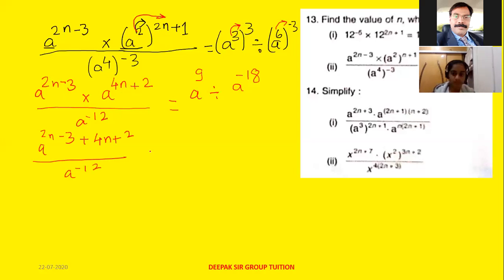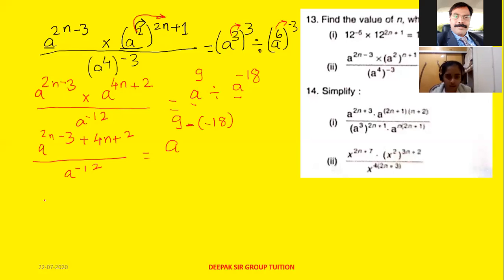Both the bases are the same and they are separated by a division sign, so we'll subtract the powers. This will become a raised to 9 minus of minus 18. As per the rule, this minus will come, correct? And minus 18 is already given. Now simplify the left hand side again.